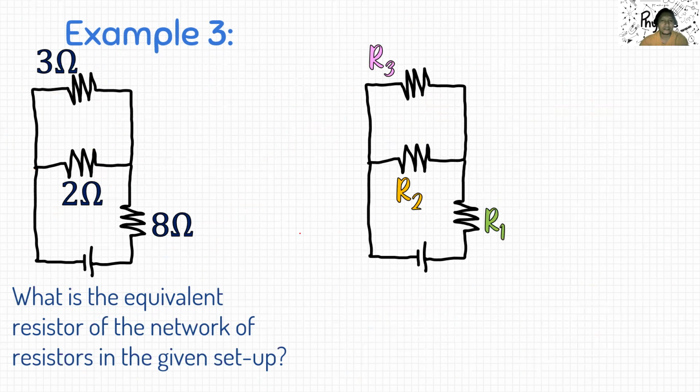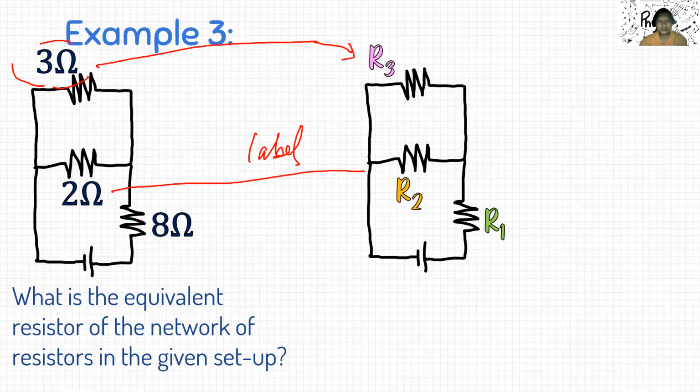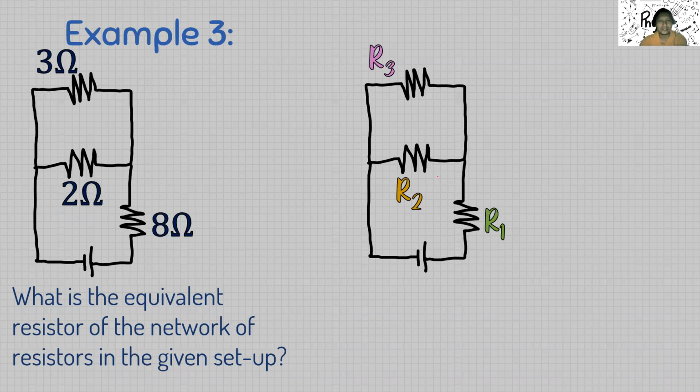So first we need to label. The first step, because we are going to solve an equation, it is better not to carry these numbers but instead use symbols. So let's have R2 to represent the 2 ohms, R1 and so on. It's up to you. I just use these. So you have the freedom.